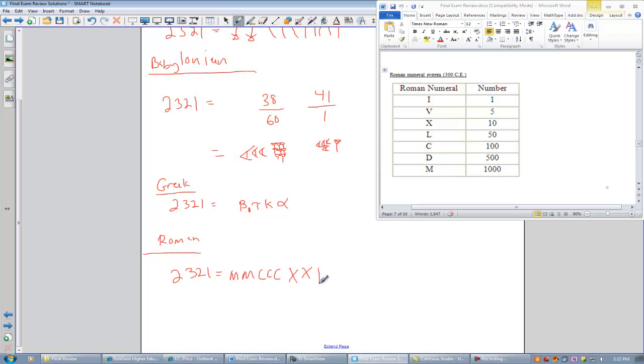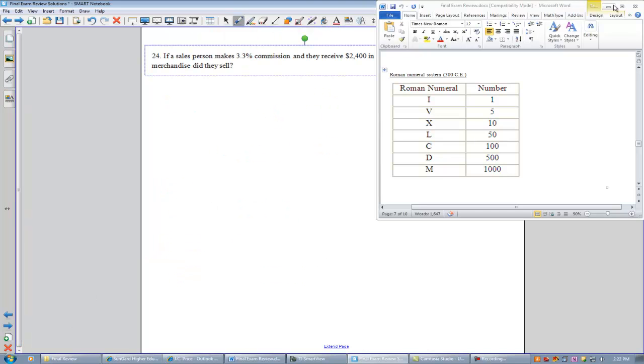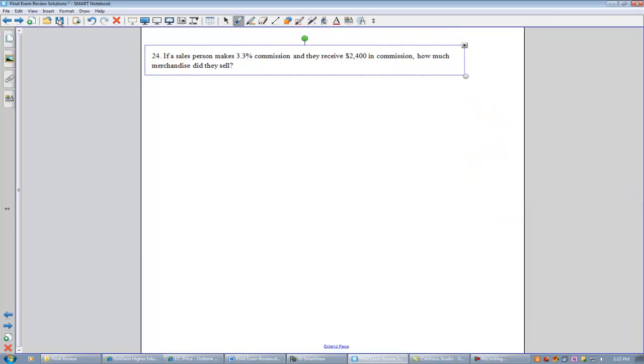And then a 1. So this represents 2,321 things. All right, on the next page, what do we have?